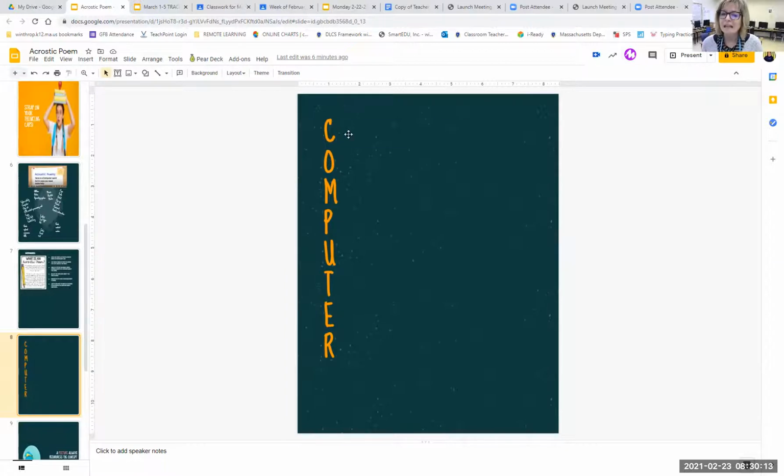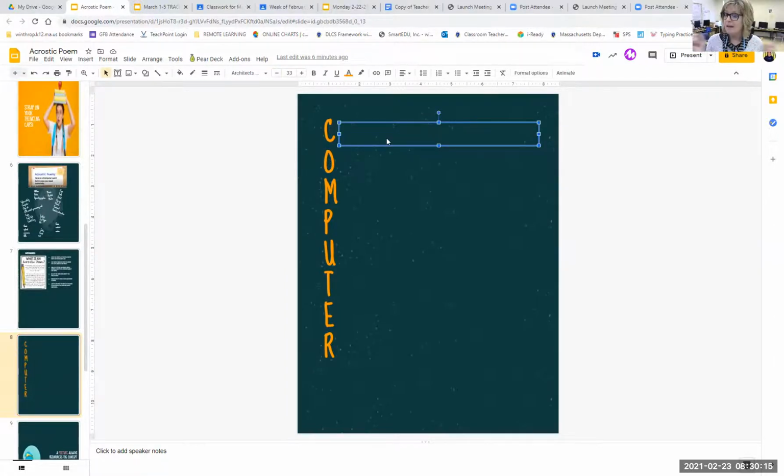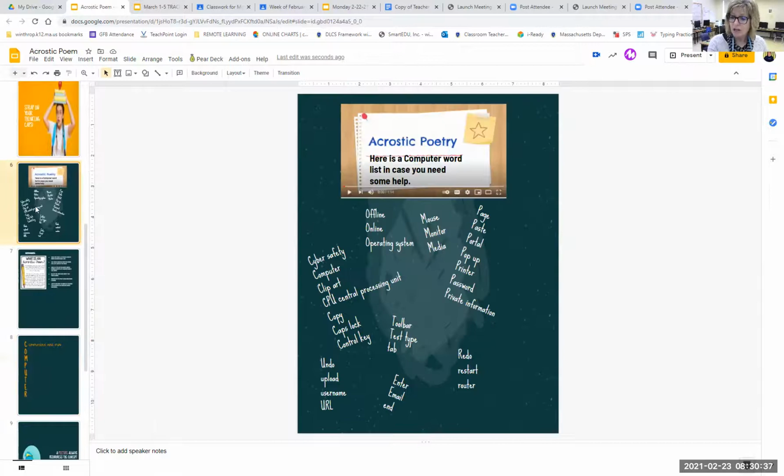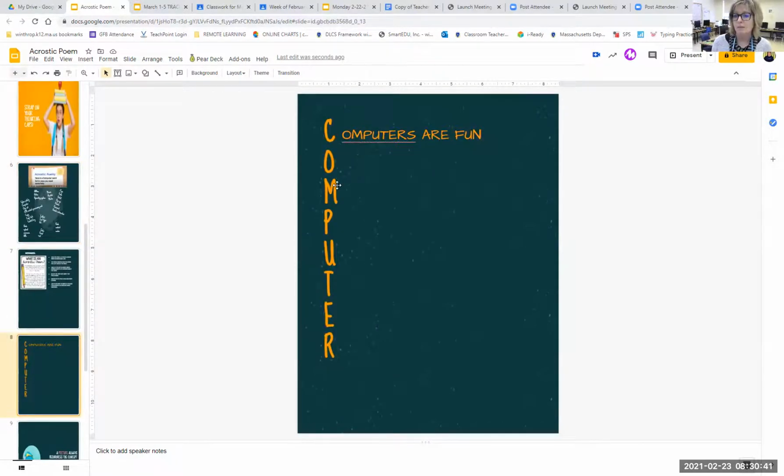So I'm going to click. There's my text box. Get my hands ready. And I could type in computers, whoops, are fun, or computers help us, or just the word computer. You could type in whatever you'd like. And again, if you can't think of a word for that, you can click back up on slide 6, check your list with all your C words, and then come back and type it in.